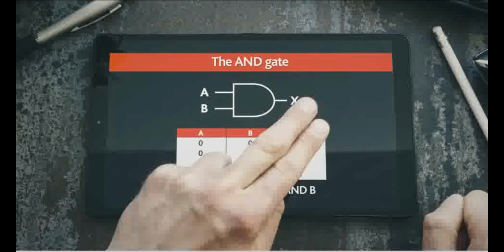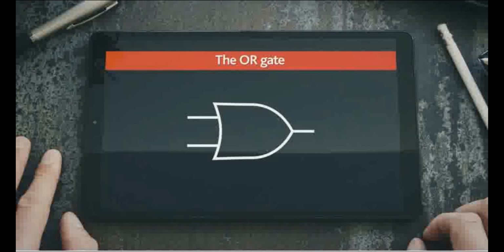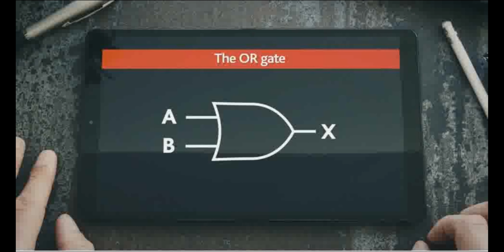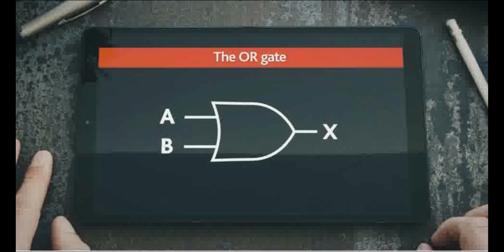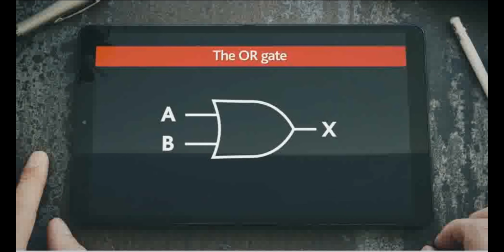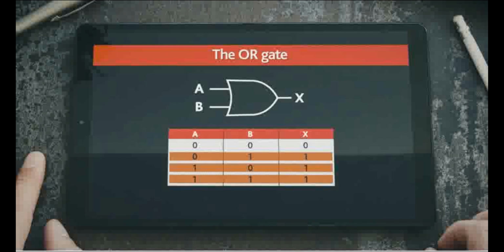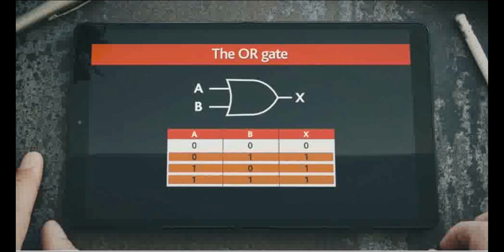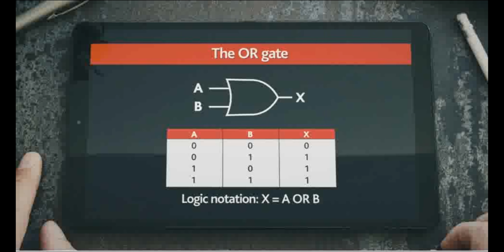Okay, let's have a look at the OR gate. An OR gate has at least 2 inputs. The output has the value true when either the first input or second input, or any other input or combination of inputs, has the value true. In other words, when one or more of its inputs has the value true. This can be seen in the truth table here, where the output has the value true in all cases except for when both inputs have the value false. The logic notation for this gate is shown here.